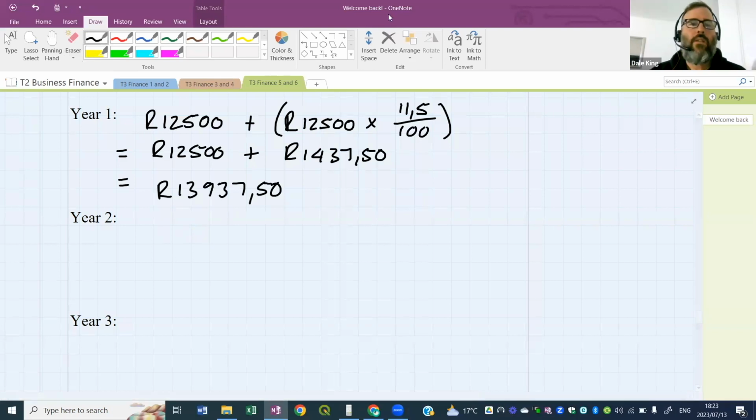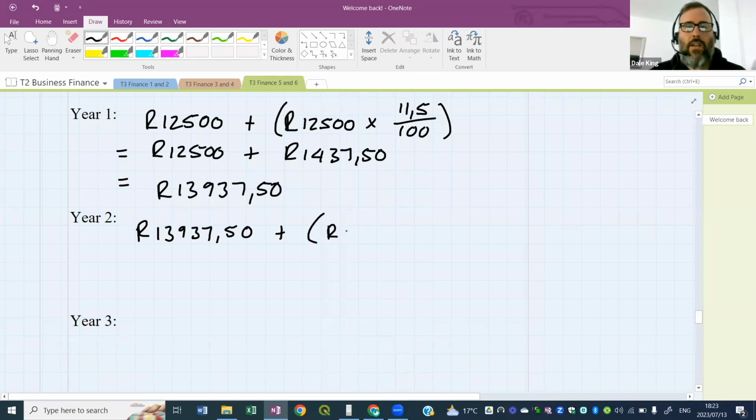All right. I'm going to get started now. I'm starting on year 2. I've done year 1. I'm carrying year 1's balance into year 2 now. So at the beginning of year 2, we have a balance of 13,937 Rand and 50 cents. And I need to work out the interest on this. So I'm going to add on the interest.